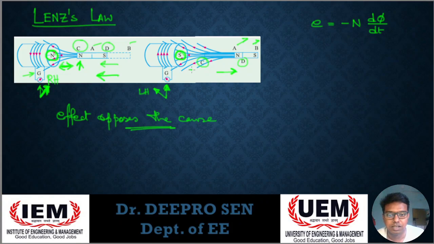That means there is a force of attraction. Since it's going away, it is trying to attract. The effect is trying to attract the going away of the particular bar magnet. That means the cause is the going away, the effect is the attraction. Here the cause was the coming together, coming close, and the effect was the repulsion. So if you come too close, you will be repulsed. If you go away, then you will be attracted. That's basically your Lenz's law.